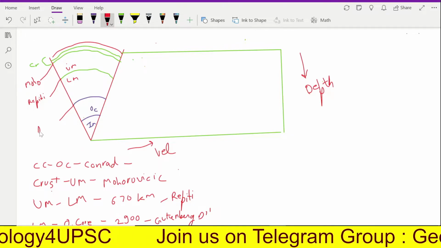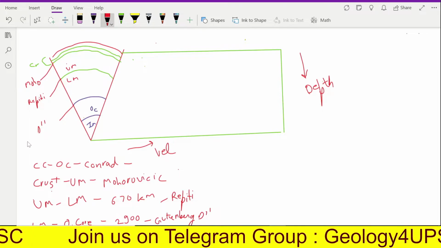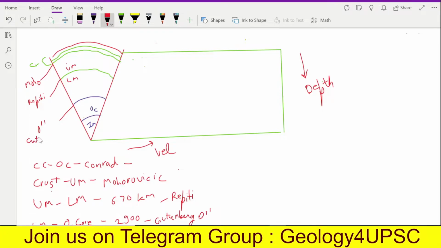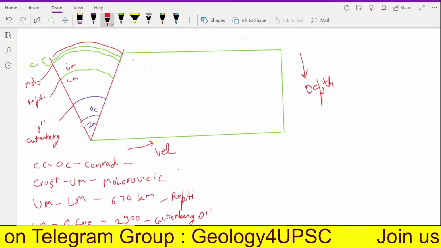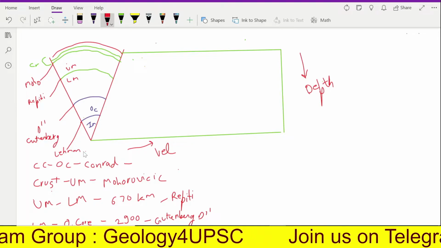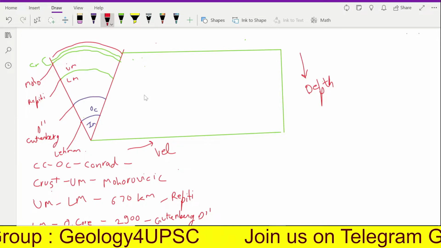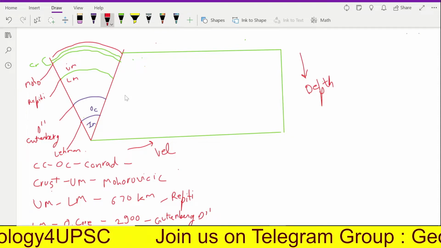This is your D double prime layer, also called Gutenberg, and this is your Lehmann. Okay, now how will you make the seismic wave velocities?